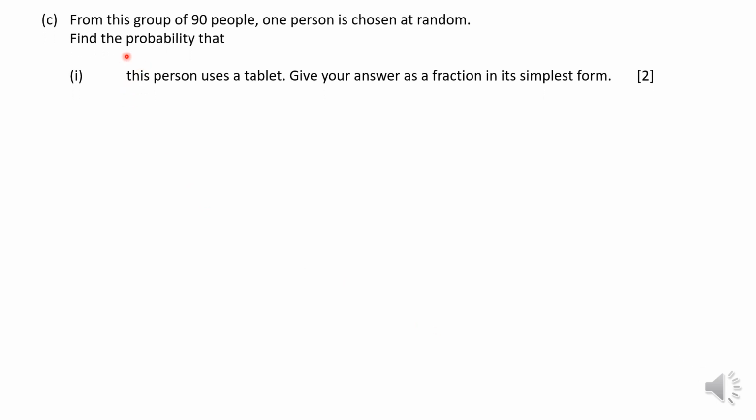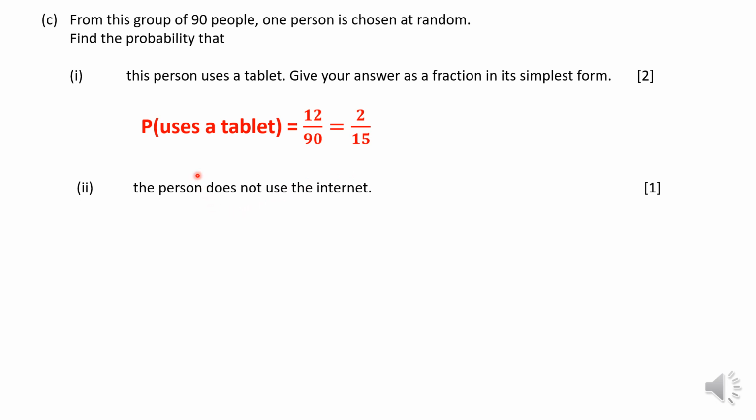Then from this group of 90 people, one person is chosen at random. You're supposed to find the probability that the person uses a tablet. We know that 12 people are using a tablet out of 90, so that simplifies to 2/15. Then what is the probability that the person does not use the internet? Well, all of them are using the internet, with all the devices they have there, so the answer is 0.